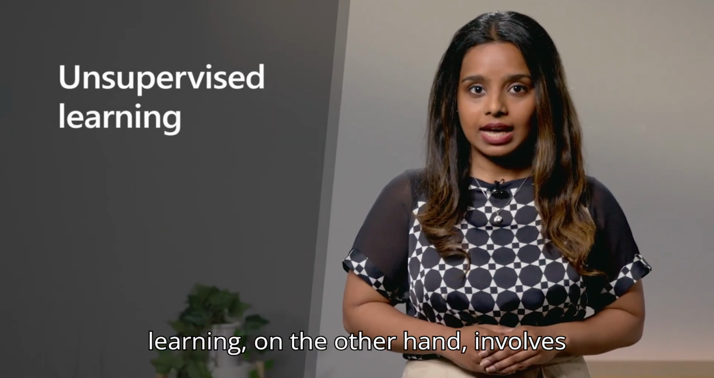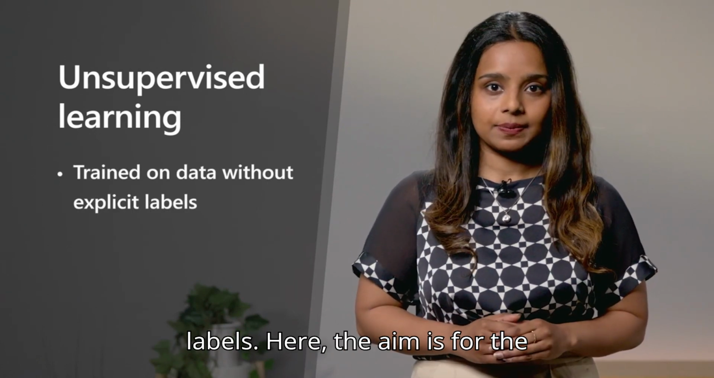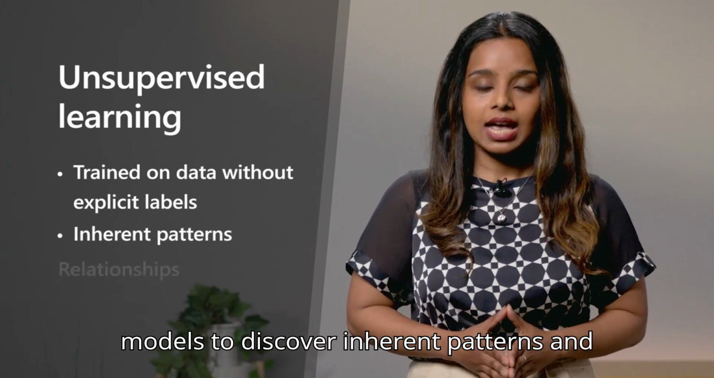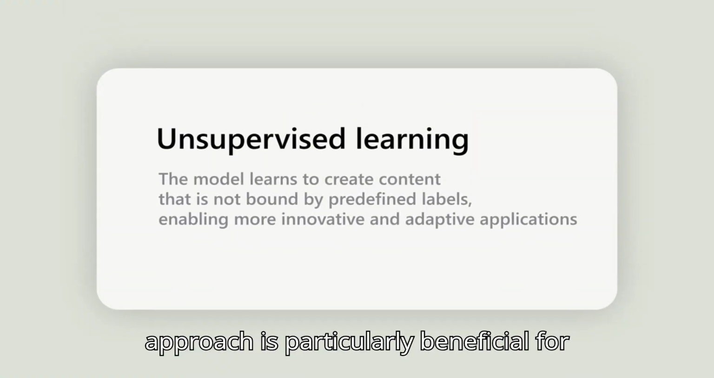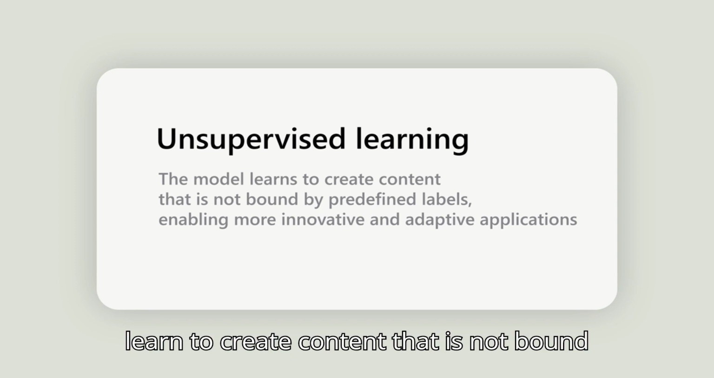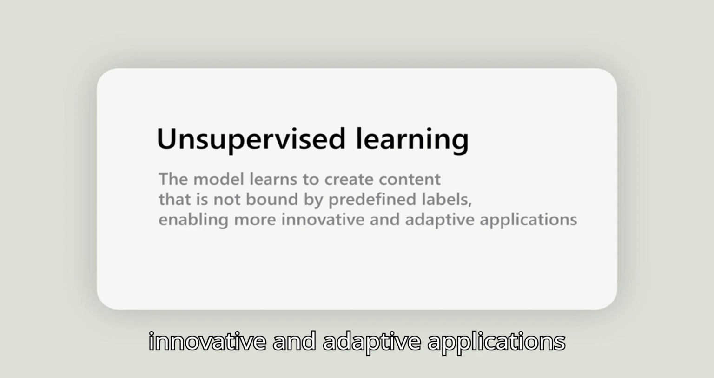Unsupervised learning, on the other hand, involves training models on data without explicit labels. Here, the aim is for the models to discover inherent patterns and relationships in the data. This approach is particularly beneficial for generative AI, as it allows the model to learn to create content that is not bound by predefined labels, enabling more innovative and adaptive applications.